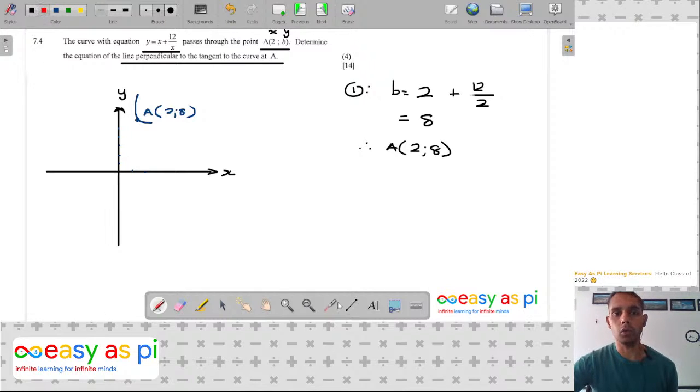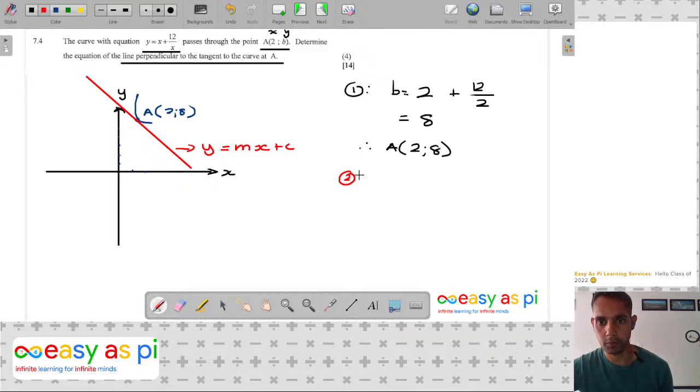Now, let's draw the tangent in red. So let's say the tangent is coming down like this, for instance. Okay? Now remember, this will have some equation, y is equal to mx plus c. Okay? And how do we get the gradient of this red line? Well, very simple, and I'm going to do this in red, because we're working with the red line. What we can do is work out the derivative with respect to x.